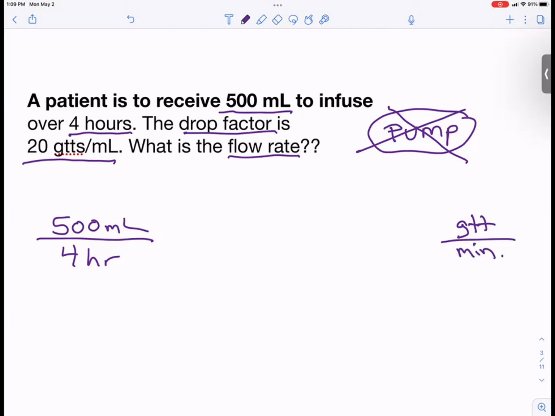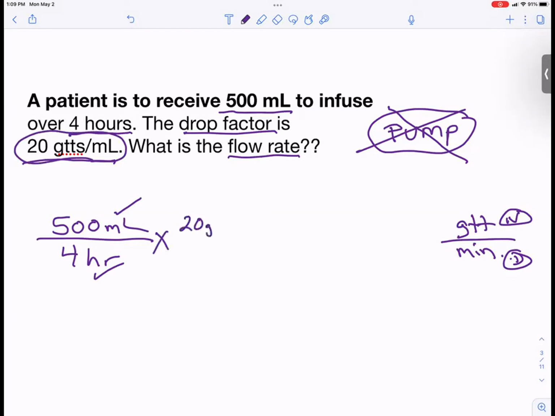So I have milliliters to get rid of, an hour to get rid of, because we're always getting rid of the unwanted to get to our wanted. I need drops in my numerator and minutes in my denominator. So how do I get rid of the milliliters? Well, I use what's in my problem.